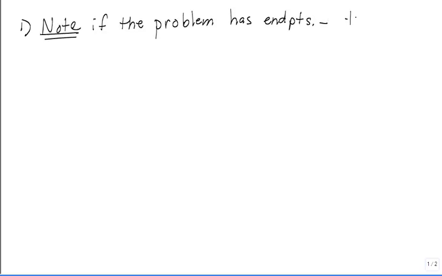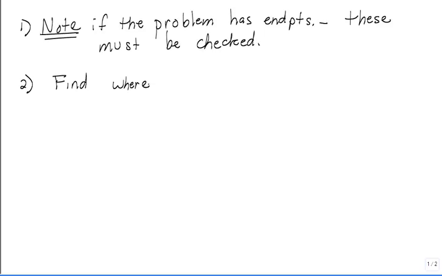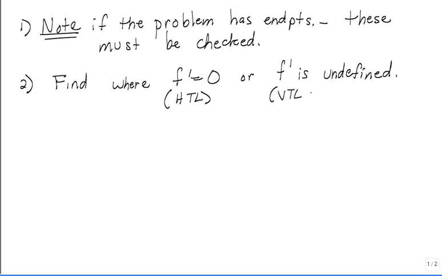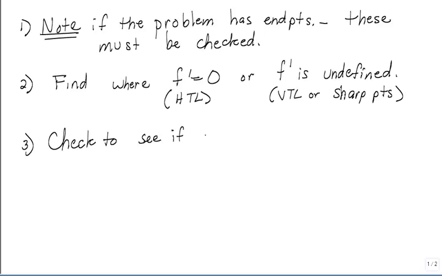Okay, so again, let's go over that. Number one, the first thing you should do is note if the problem has endpoints. These must be checked if it does, because there could be a high or low point. Then you find where the derivative is 0 or f prime is undefined. Here you have horizontal tangent lines. Here you have vertical tangent lines or sharp points. Maybe you have to check around that. And then you check to see if you actually have a max or a min.